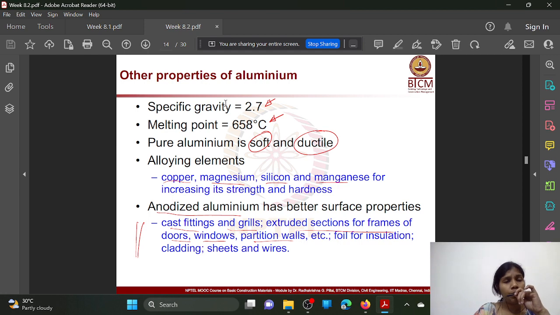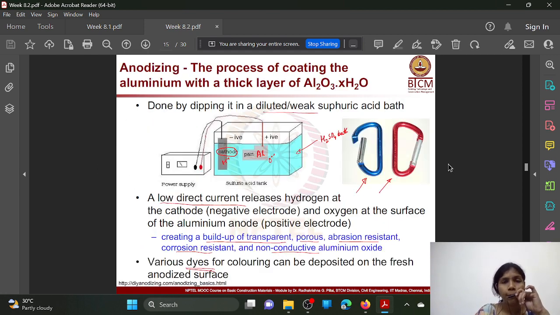And these are some properties like specific gravity, melting point, etc. And this is the anodizing process. Anodizing is the process of coating the aluminium with a thick layer of aluminium oxide, because of which we are able to go for different colors of aluminium.